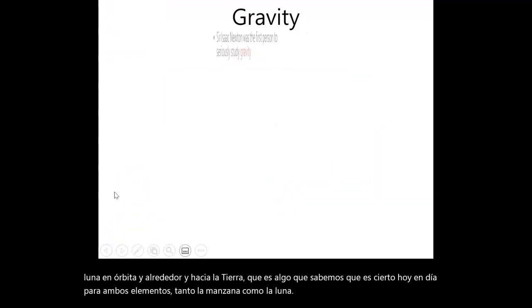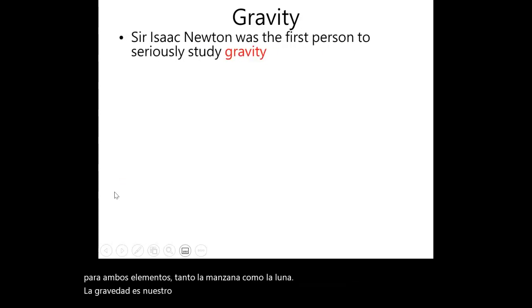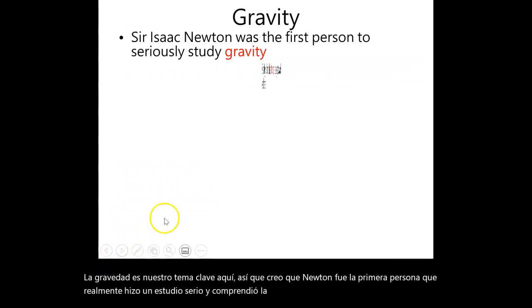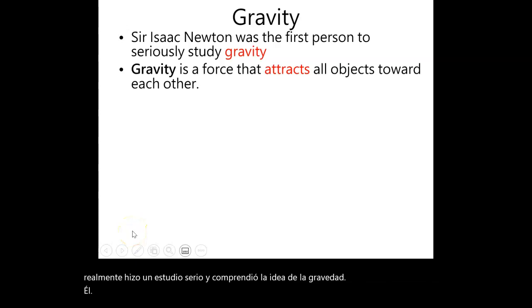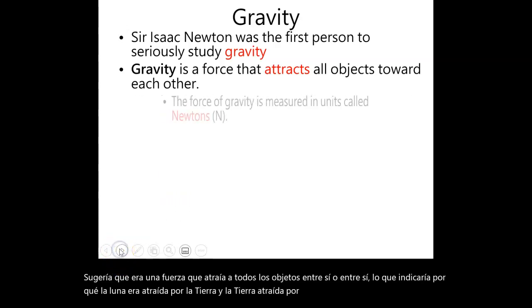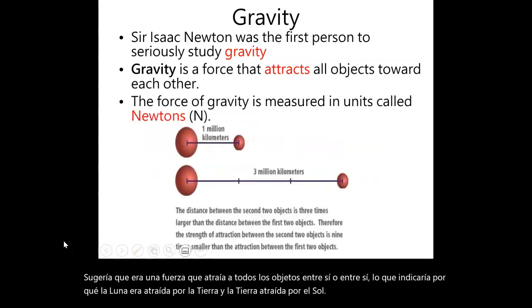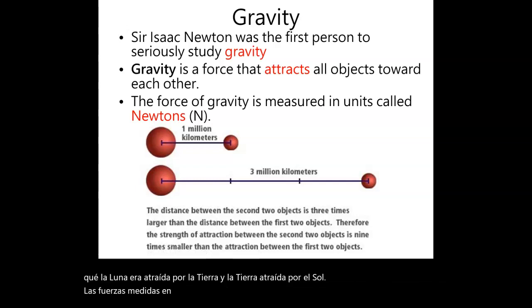Gravity is our key topic here. So Isaac Newton was the first person who actually did a serious study and understanding of the idea of gravity. He suggested that it was a force that attracted all objects towards each other, which would indicate why the moon was attracted to the earth and the earth attracted to the sun. The force is measured in a unit called newtons, which you should be familiar with from the unit before where we talked about force and motion with net force.